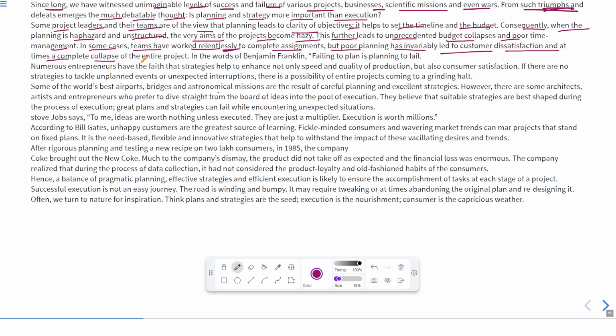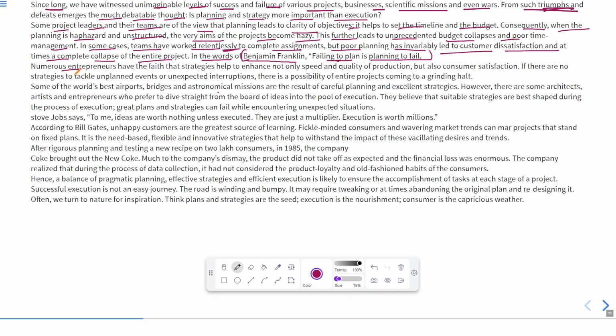Sometimes it results in a complete collapse of the entire project. In the words of Benjamin Franklin, he said, failing to plan is planning to fail. This is really a very good thought: if you fail to plan something, it means you are planning to fail. It means you will not succeed if you do not plan.